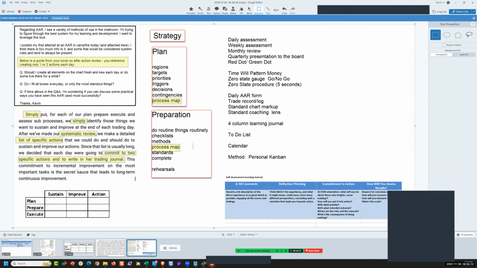in answer to Kevin. Lou asks, speaking of recording trades, what's your recommendation on how to treat a second or third position? Here's how I do it.